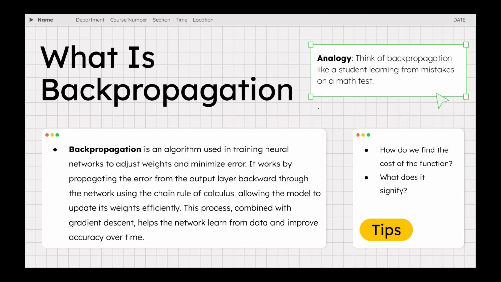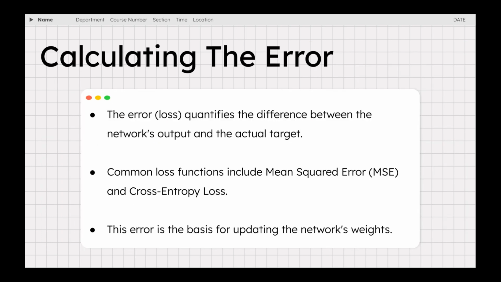What is backpropagation? Backpropagation, as we know it, is an algorithm used in training neural networks to adjust the weights and minimize error. It works by propagating the error from the output layer backwards through the network using the chain rule of calculus, allowing the model to update its weights efficiently. This process, combined with gradient descent, helps the network learn from data and improve accuracy over time. An analogy for backpropagation is a student learning from mistakes on a math test and going back and reviewing the test itself.